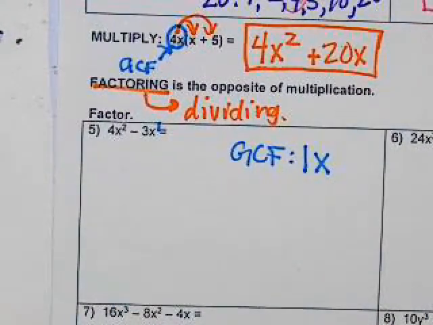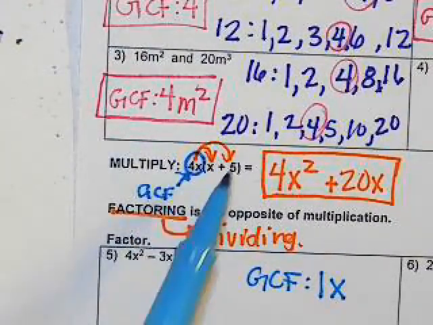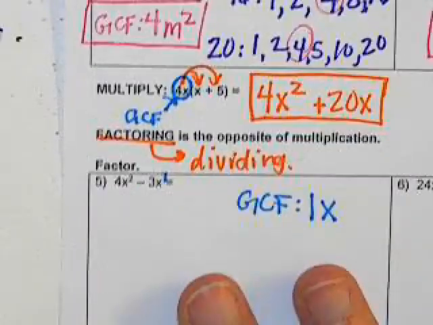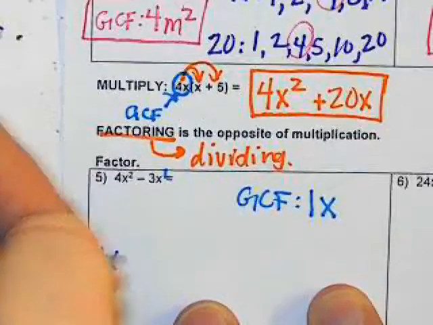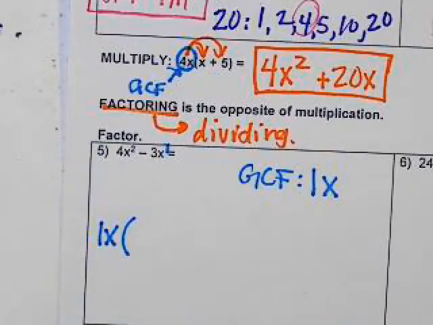Okay, step 2 says, write the GCF outside the parentheses. Now, remember, this part right here is going to be part of my answer today. That's my answer. It's going to look like this. So I have to have parentheses. So I'm going to write my GCF 1x on the outside of my parentheses. You can write x or 1x, it's fine. For right now, I'm going to put the 1 out there to make it a little less confusing.